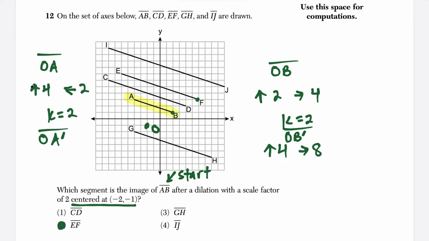Let's see what the rise and run is going to be. Instead of up 4, we're going to go up 8, because we're just going to multiply by 2. And instead of going left 2, we're going to go left 4. We're starting from O, and that's going to bring us to A prime. So now I go up 8: 1, 2, 3, 4, 5, 6, 7, 8. And I go to the left 4: 1, 2, 3, 4. And this does, in fact, bring us to point E. So choice 2 is definitely correct.